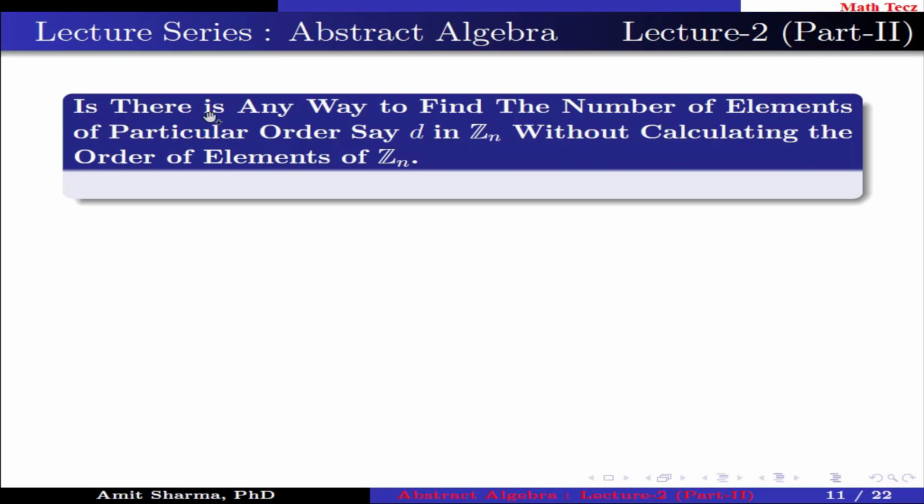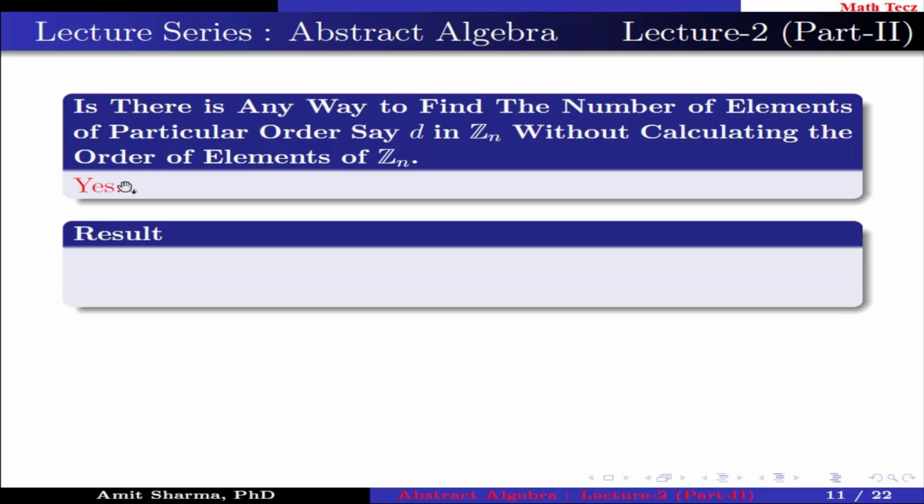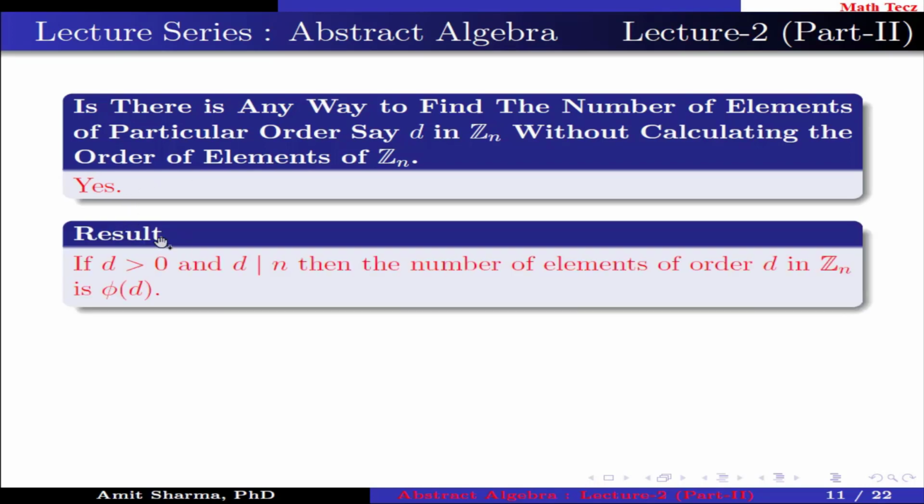Next, is there any way to find the number of elements of a particular order, say d, in Zn without calculating the order of each element of Zn? The answer is yes. Result: if d is greater than 0 and d divides n, then the number of elements of order d in Zn is phi of d.